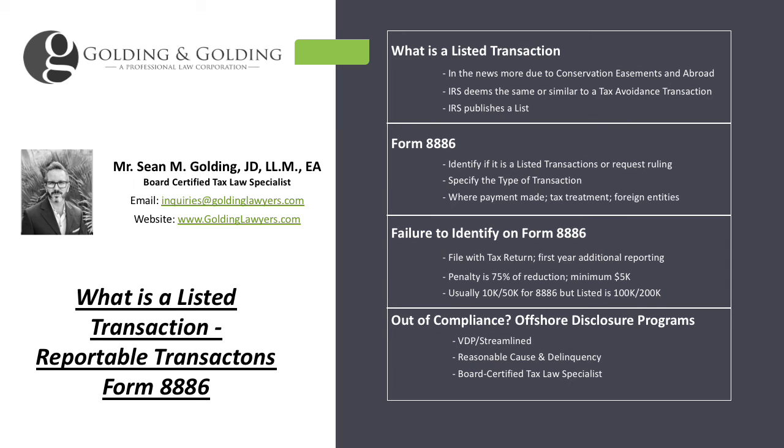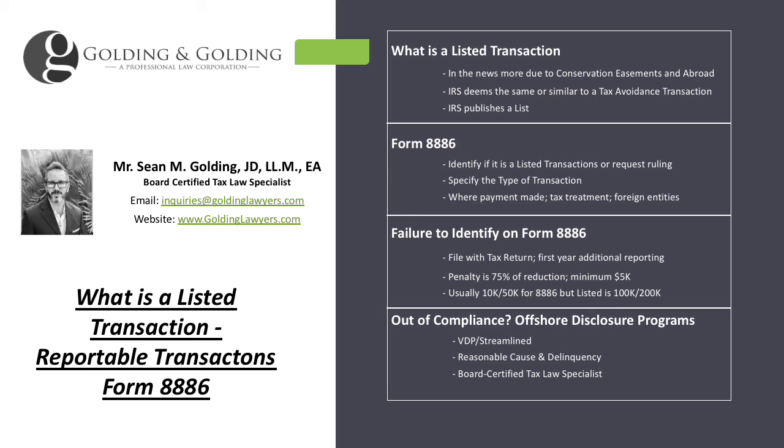The penalty is generally up to 75% of the reduction of the tax benefit with a minimum of $5,000. Typically, the penalty cap is $10,000, or $50,000 for corporations. Listed transactions are different, right? The IRS hates listed transactions, so it's actually $100,000 for individuals and $200,000 for non-individuals like entities, corporations, things of that nature.